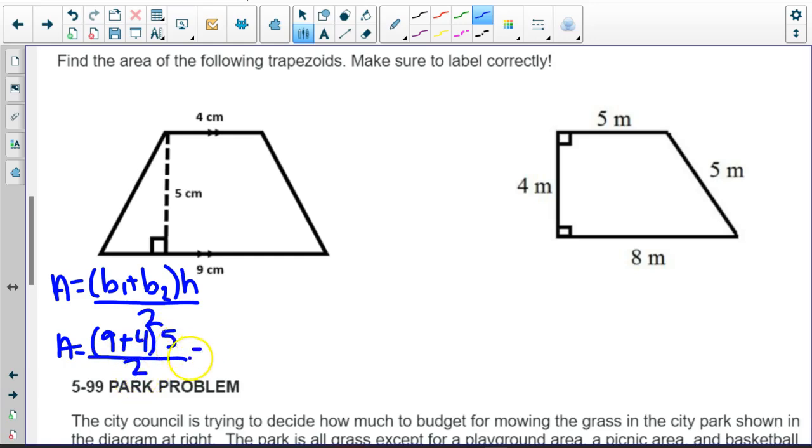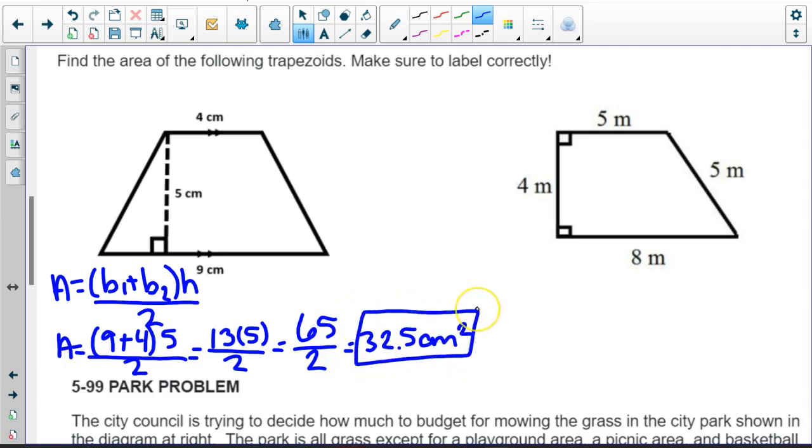So we could do our parentheses first. So 9 plus 4 is 13. And then I write everything else because I haven't done anything with it yet. 13 times 5 is 65. And then divided by 2, you get 32.5. And then remember to label centimeters squared. So we have our formula we follow, we plug it in, and then we just solve. We do parentheses first, then multiply it by the height, and then divide by 2. So go ahead and pause the video and try the next problem.